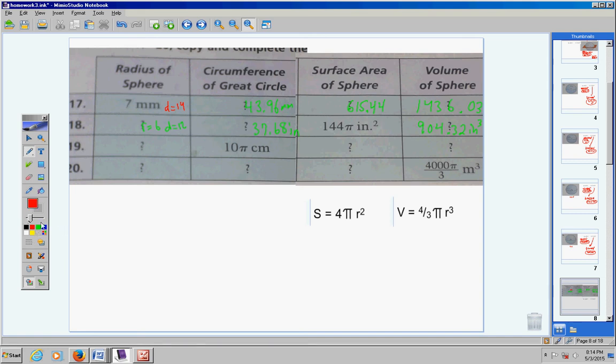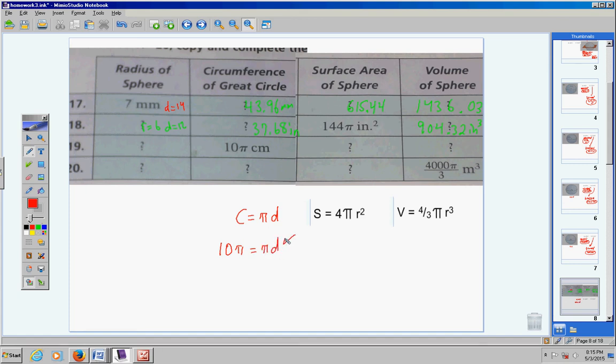Number 19. First of all, they give us the circumference. Now remember guys, what is the key to solving all of these? Radius, radius, radius, okay? So, the first thing I have to find is the radius. So they give me this circumference right here. So I'm going to have to use my circumference formula, alright? So here it is. Circumference equals pi d. So for circumference, I'm going to put 10 pi, because that is the circumference, okay? 10 pi equals pi d.